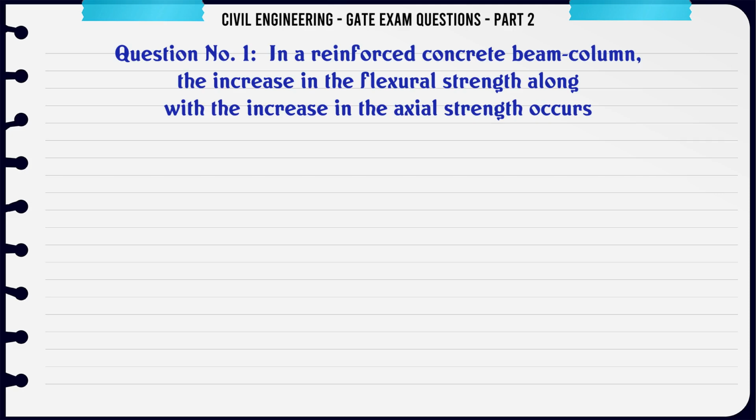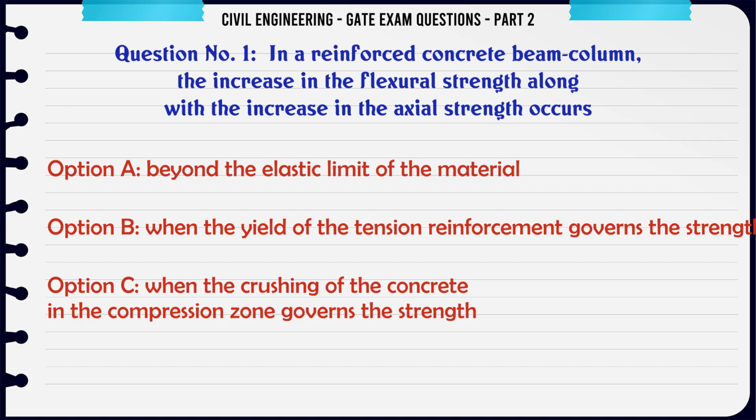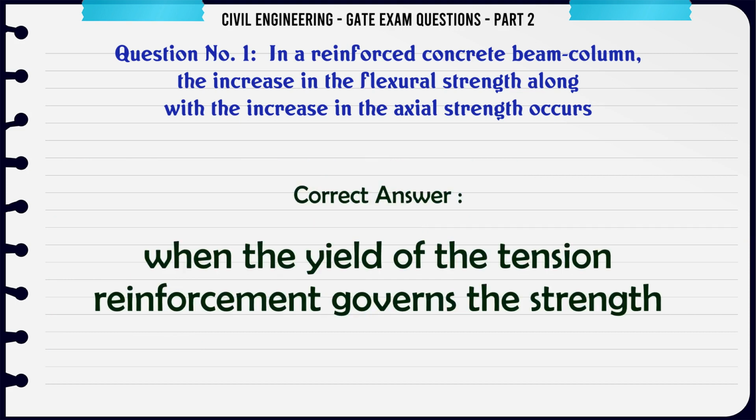In a reinforced concrete beam column, the increase in the flexural strength along with the increase in the axial strength occurs. A. Beyond the elastic limit of the material. B. When the yield of the tension reinforcement governs the strength. C. When the crushing of the concrete in the compression zone governs the strength. D. Never. The correct answer is when the yield of the tension reinforcement governs the strength.